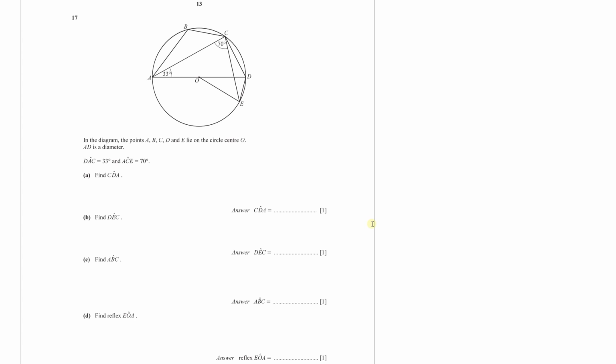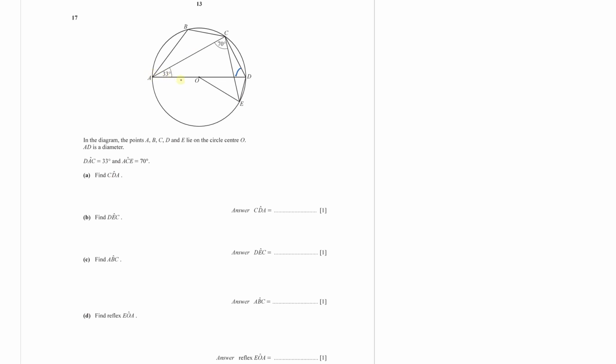So question number 17 is, in the diagram, the points A, B, C, D, E lie on the circle center O. So this is the circle, and these points A, B, C, D, E all lie on the circumference, and AD is the diameter. Two angles are given, DAC and ACE. You have to find the angle CDA. So you have to find this angle here, CDA.